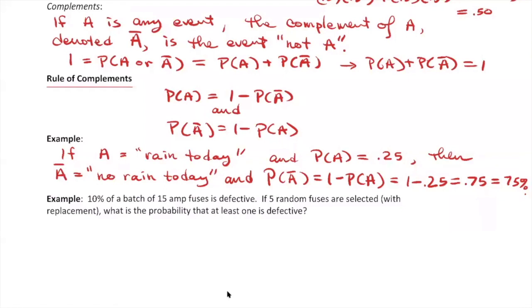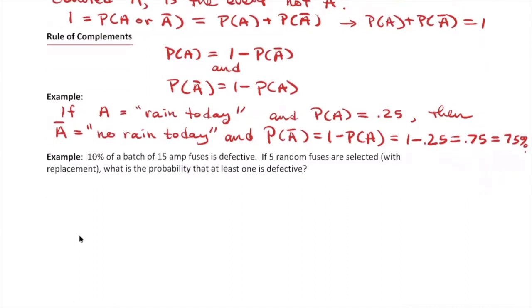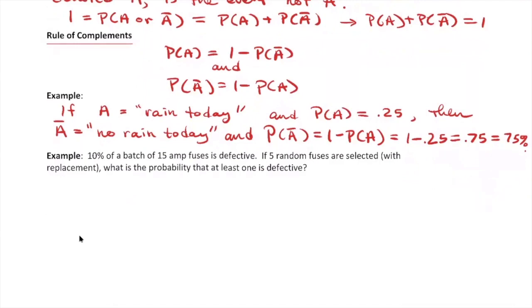All right, now I want to go into the next example. This one's a combination of all the different examples that we've done. And it's kind of hard. I don't really care about questions like this, but there's some in the book, so I better do one. It says 10% of a batch of 15 amp fuses is defective. If we pick five at random with replacement, which means we're going to keep putting them back before we test the next one, what's the probability that at least one of the fuses is defective?